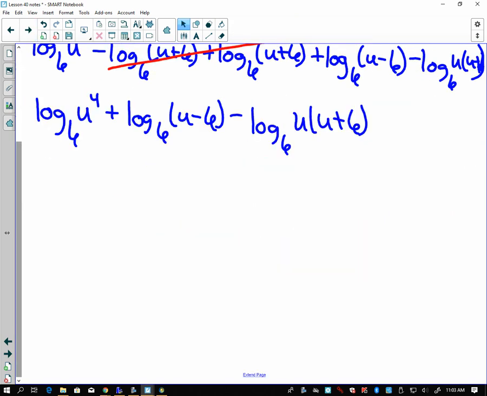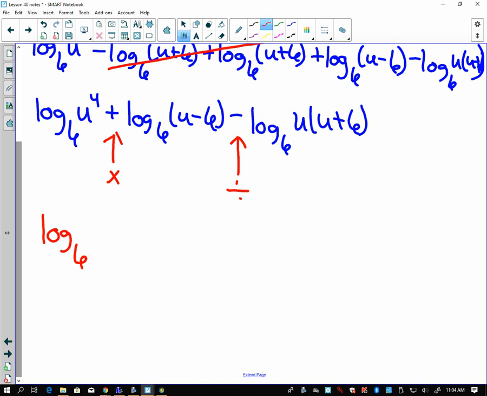Okay? So we're going to cancel out, or sorry, we're going to factor out. And what we want to notice when we do that is that this is going to become multiplication, and this is going to become division. Okay, do we understand that so far? All right, so what I'm going to get out here is I'm factoring out log base 6. On the top of the division bar, I'm getting u to the 4th times u minus 6. So why would they become multiplication and division? Because they do. I could explain it, but it's going to go over your head. It's easier if I'm just telling. Okay. All right, the division is u times u plus 6.